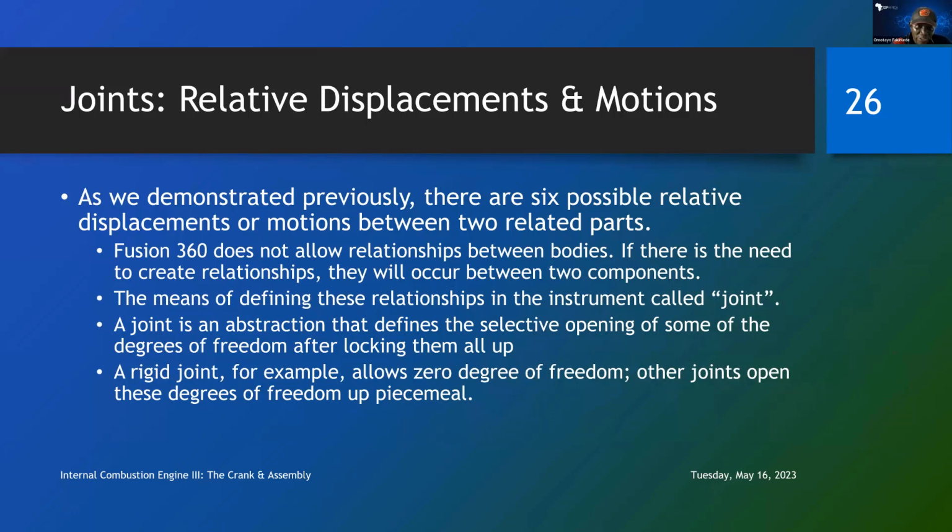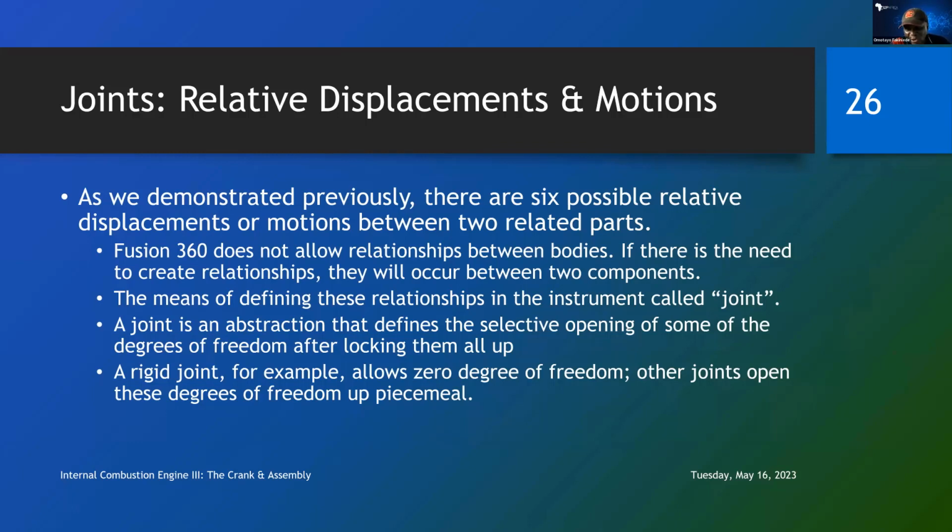Theoretically, the software does not allow relationships between bodies. If there's a need to create relationships, they will occur between components. So if you think a body needs a relationship, then make a component out of it. Then you are able to create relationships. The means for defining these relationships is the instrument called a joint.